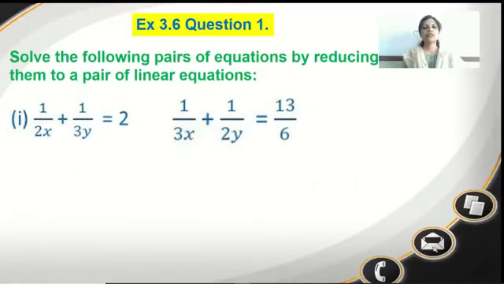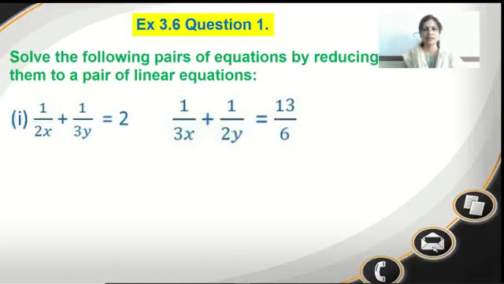Solve the following pairs of equations by reducing them to pair of linear equations. Look at the sum given to you children. The major difference is in this sum, the variables are at the denominator. And up till now, up to all 5 exercises, what we have seen is that the variable is never at the denominator. We used to get some constant terms at the denominator, but never the variables. So now in such cases, how to go ahead, how to convert this into a proper systematic standard form of pair of linear equations in two variables?